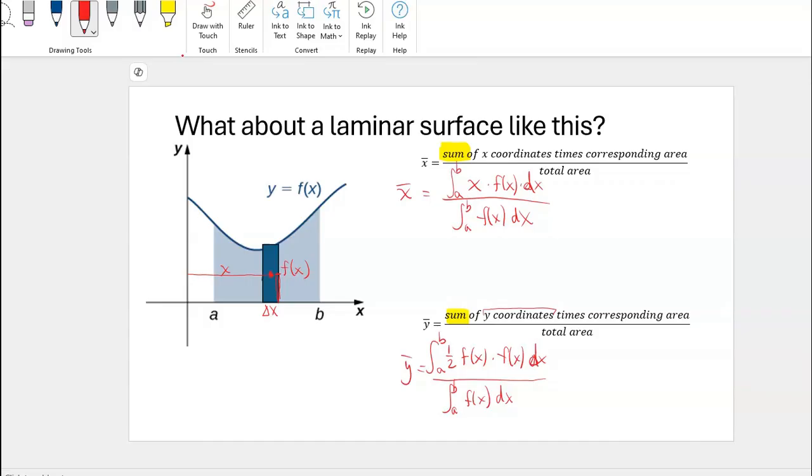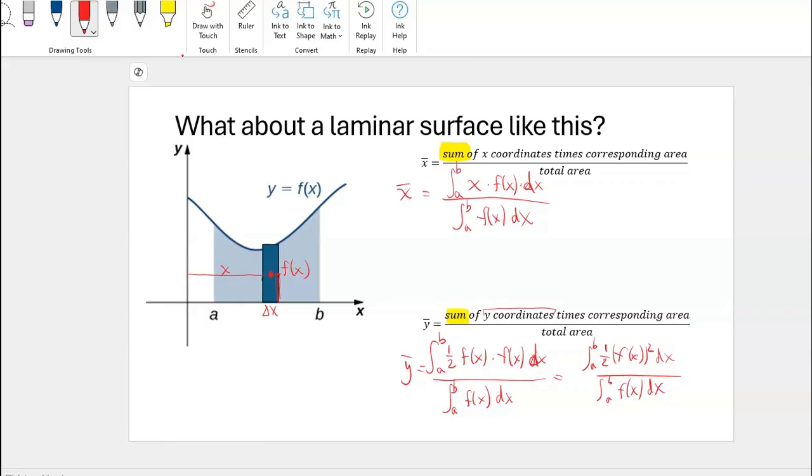Now I do want to do some cleaning of this as well. If you want to take the 1/2 out of the integral, you can. I'm going to leave it in, because sometimes it is helpful to leave it in. But I can combine here. The function times the function is just the function squared, all over the integral from a to b of the function dx.